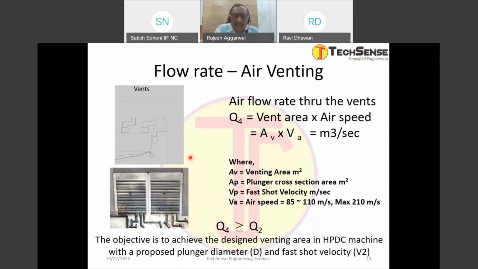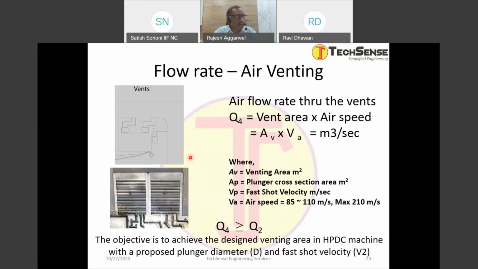The objective of this equation is to achieve the designed venting area in the high pressure die casting machine with the proposed plunger diameter and the fast shot velocity. With the given Q2, I can calculate the venting area. Q4 should be more than or equal to Q2. Right? So it is very, very important to make sure that the air inside the cavity is removed with an equal or higher flow rate.